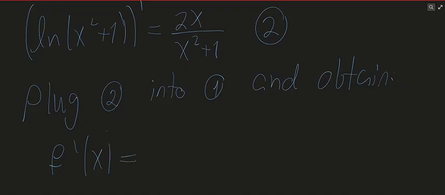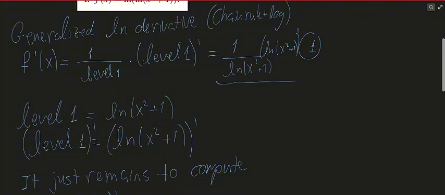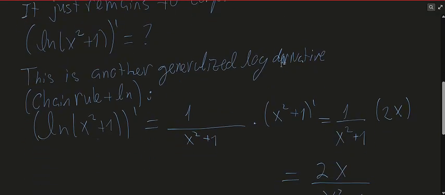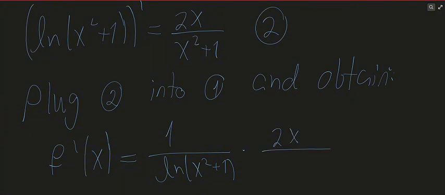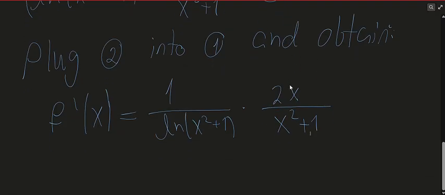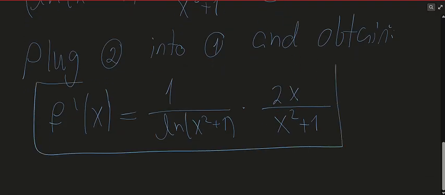This f prime of x is not a foreign entity. It's literally the far left-hand side of this equation. Equation 1 says f prime of x is equal to this little guy, and this little guy only has one missing ingredient, which is the prime of ln of x squared plus 1. So that's literally what I'm plugging in from equation 2: 1 over ln of x squared plus 1 multiplied by 2x divided by x squared plus 1. And that seems like a good final answer to put in a box. It doesn't get more simplified than that.